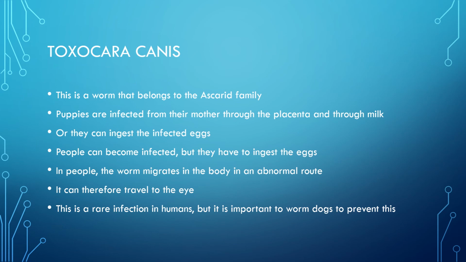Toxocariasis. This is a worm that belongs to the ascarid family. Puppies are infected from their mother through the placenta and through milk, or they can ingest the infected eggs. People become infected, but they have to ingest the eggs first. In people, the worm migrates in the body by an abnormal route, and it can therefore travel to the eye. This is a very rare infection in humans, but it's better to worm dogs to prevent spread.